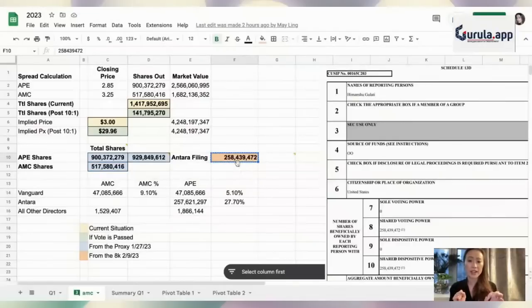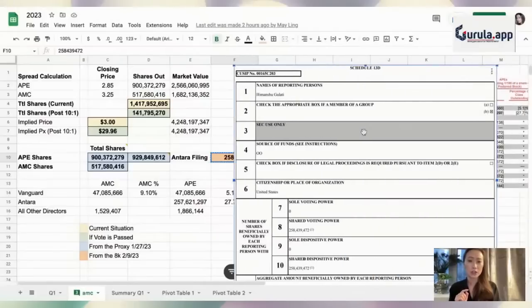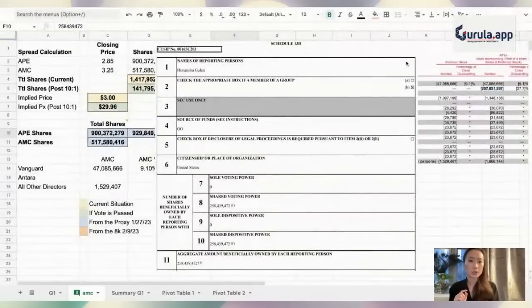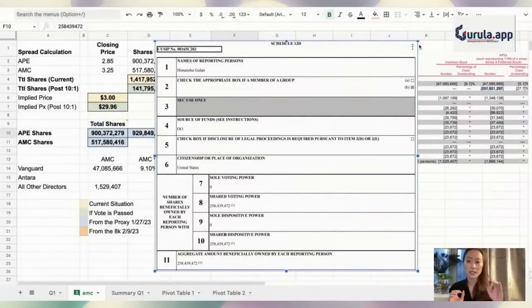The other thing that was a little bit interesting was that the filing from the 8K showed 258 million shares that Antara owned, but the math from other spots actually shows a different number, 257 million. So it actually shows that Antara has about a million shares more. That's how I feel fairly confident that there's nothing crazy going on on Antara's part. And you'll see the 13D in that second amended notice that I showed you.